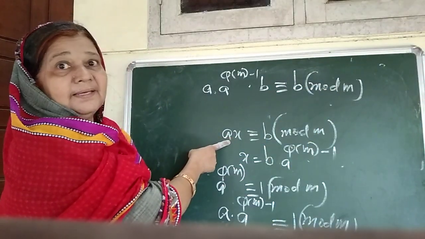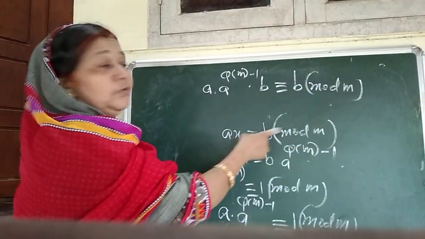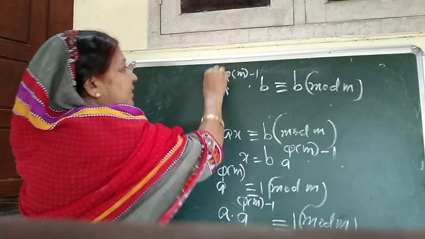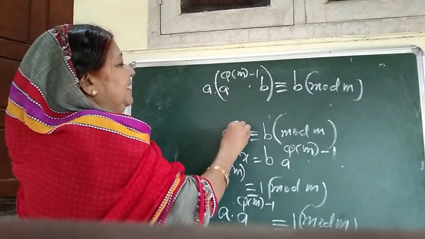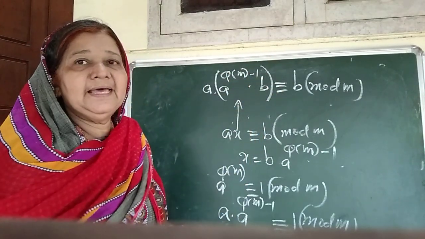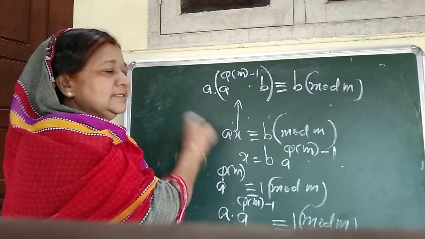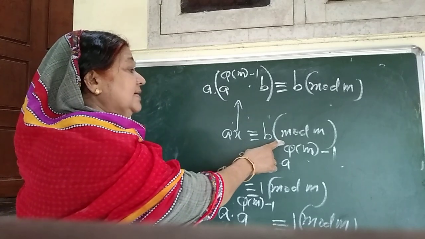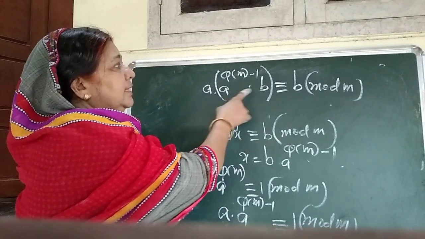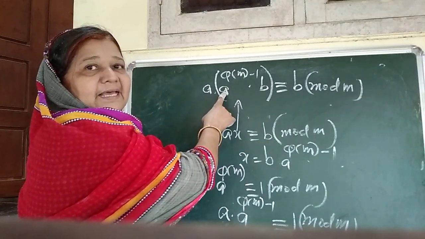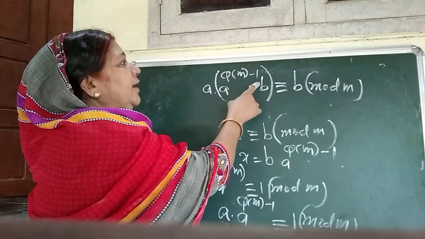That is the same as ax is congruent to b mod m with x equal to a raised to phi m minus 1 into b. Therefore, ax is congruent to b mod m has a unique solution. That solution is nothing but a raised to phi m minus 1 into b.